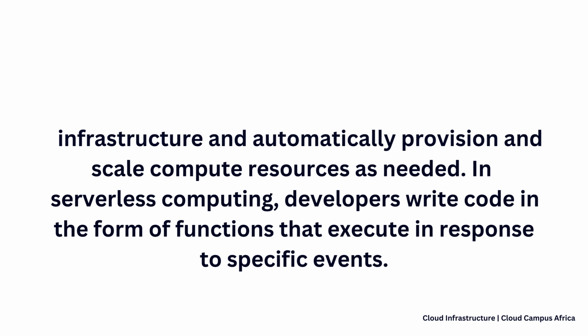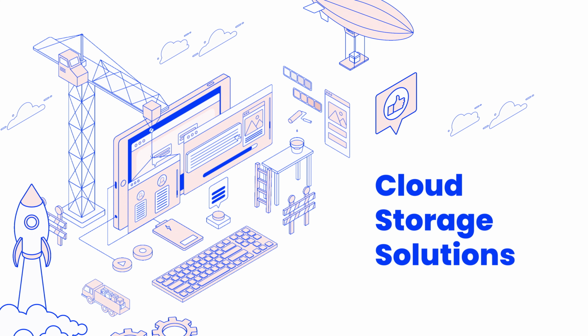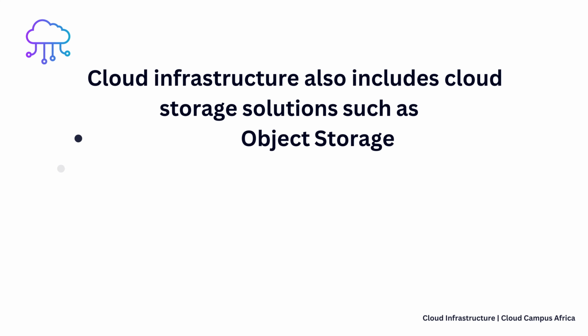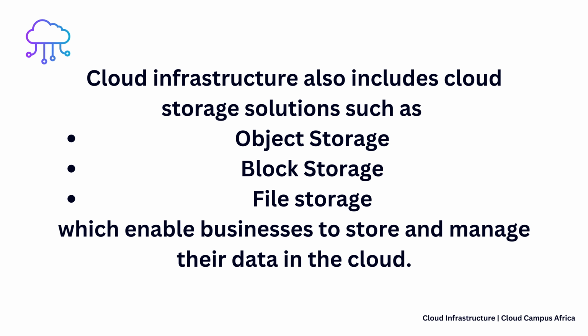In addition to these computing resources, cloud infrastructure also includes cloud storage solutions such as object storage, block storage, and file storage, which enable businesses like Burg Donkey to store and manage their data in the cloud. Let us take a minute to look at these in greater detail and understand how businesses utilize each.